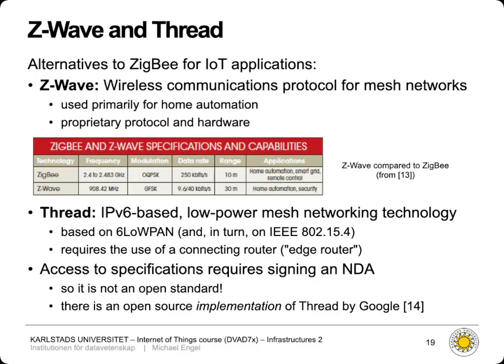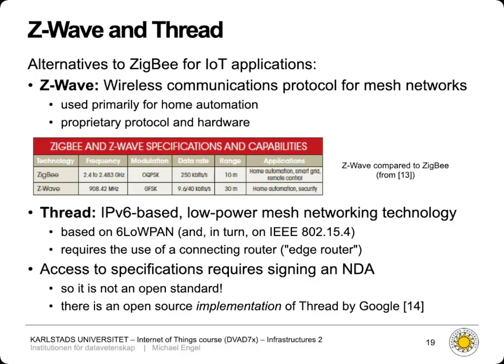There's a set of other alternatives for IoT applications. So I mentioned two here. One is Z-Wave. So that's a wireless communication protocol for mesh networks, mostly also used in the home automation area. Z-Wave is actually a proprietary protocol and proprietary hardware compared to the open IEEE standard. And Thread, on the other hand, is also IPv6 based, a low power mesh network technology, which is based on the 6LoWPAN standard we've seen before, so in turn on IEEE 802.15.4.